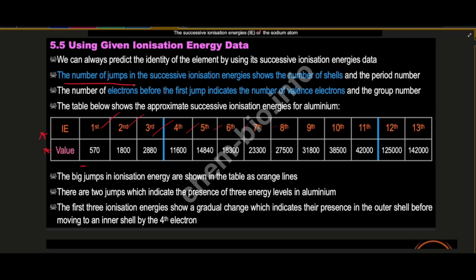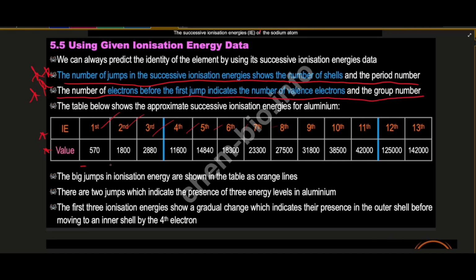Look here, the number of jumps in the successive ionization energy shows the number of shells and the period number. This is very important. The second thing that is also important is that the number of electrons before the first jump indicates the number of valence electrons and the group number.